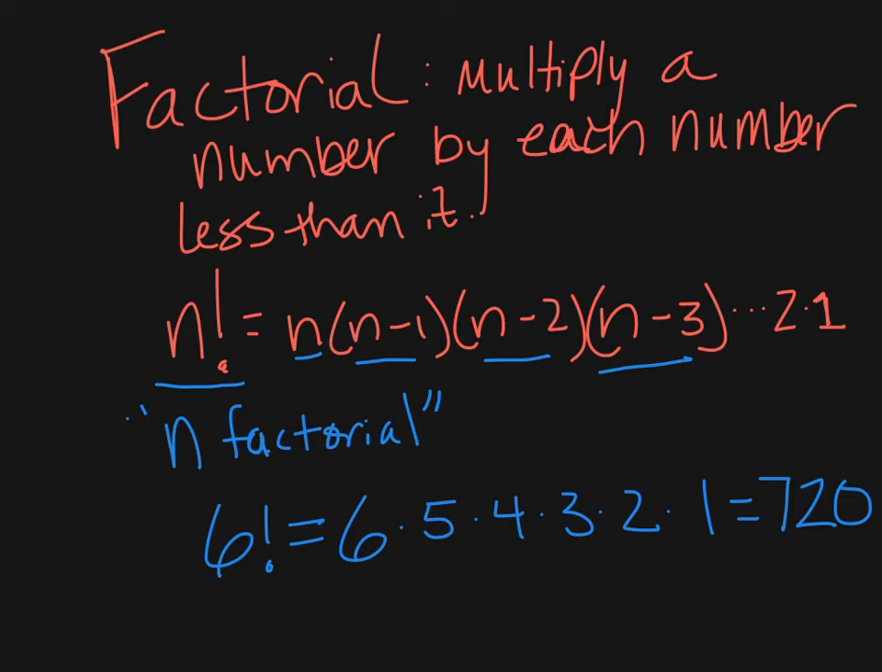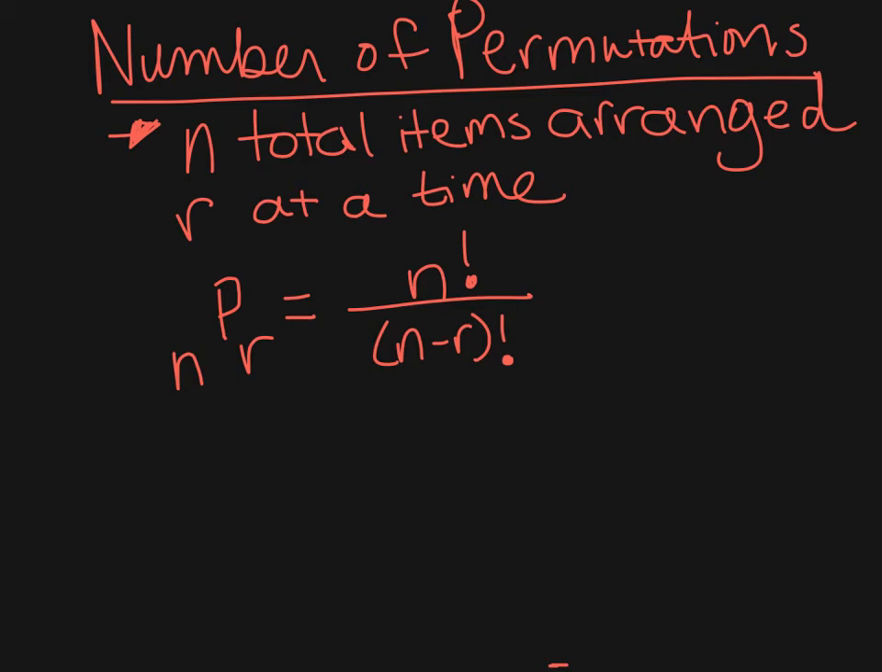And there is actually a factorial button on our calculator, which I will have to help you find because it's pretty well hidden on your graphing calculators. Number of permutations. N total items arranged r at a time. N permutation of r equals n factorial over n minus r factorial. So that's the formula for permutations when you're not arranging all of it. So on the previous problem with the books, we arranged all 8 books, but sometimes we might just want to arrange 3 of the 8 books. And so that's where this formula comes in.